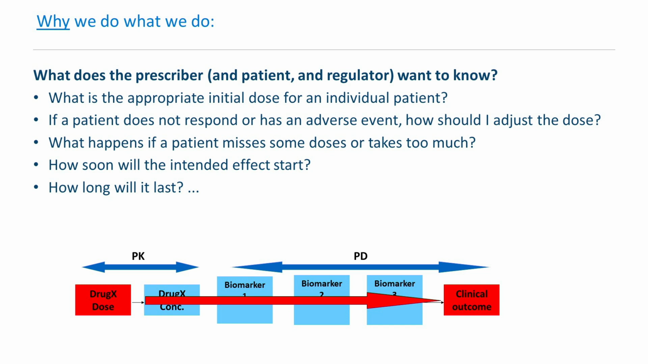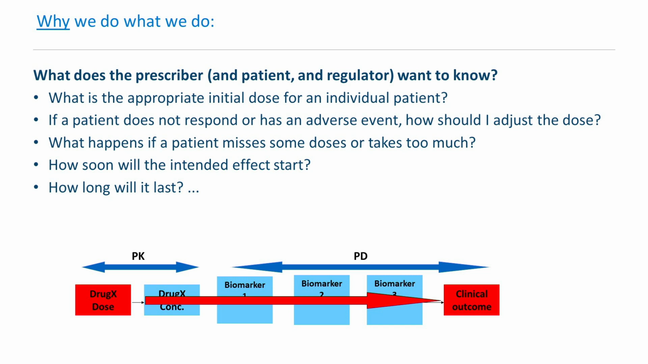In order for me and my team to be able to answer these questions, we have to understand all of the steps between dose and response. And we need to understand them in a quantitative way. We need to know what will happen if we change the dose, if we miss a dose, or if we take too much. And we do that using pharmacometrics. We do that using PK and PK/PD modeling.